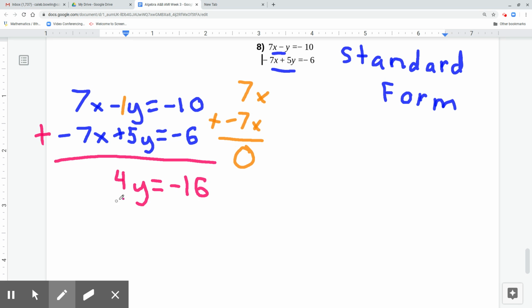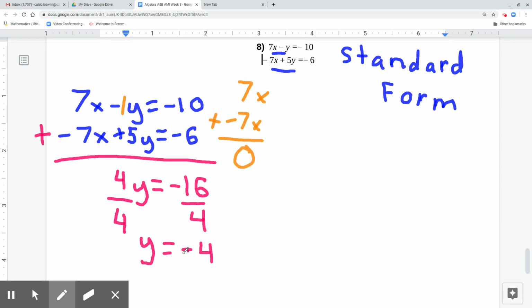Now this is a fairly simple equation to solve. All we need to do here is a one step. You can honestly probably do this one in your head. 4 times what is equal to negative 16? But let's go ahead and work it out using inverses. So if I divide by 4 on both sides, y is equal to negative 4. Remember your rules of integers. Negative divided by a positive will always be negative.